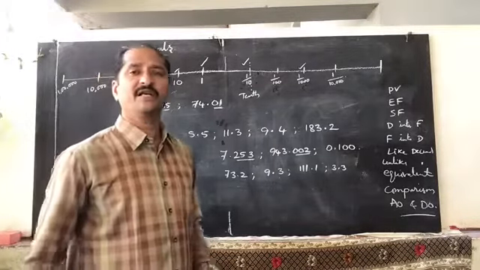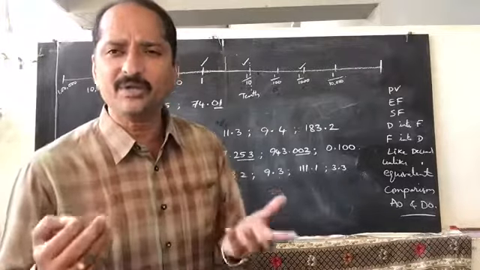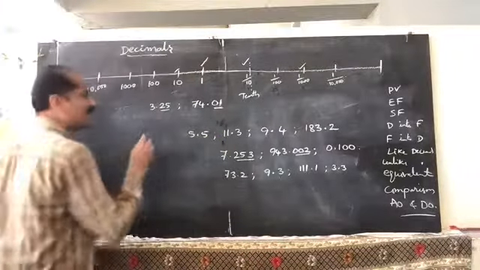So if unlike fractions are given, how can you convert them into like fractions? See here. Now what are unlike fractions?